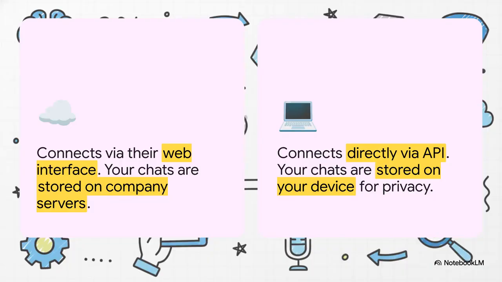So how does it actually work under the hood? Well, with a standard AI website, your computer talks to their servers through their web page. Simple enough. But TypingMind does something different. It connects your computer directly to the AI company's API. Now, this might sound like a small technical detail, but trust me, it has massive implications for your control, for the features you get, and especially for your privacy.